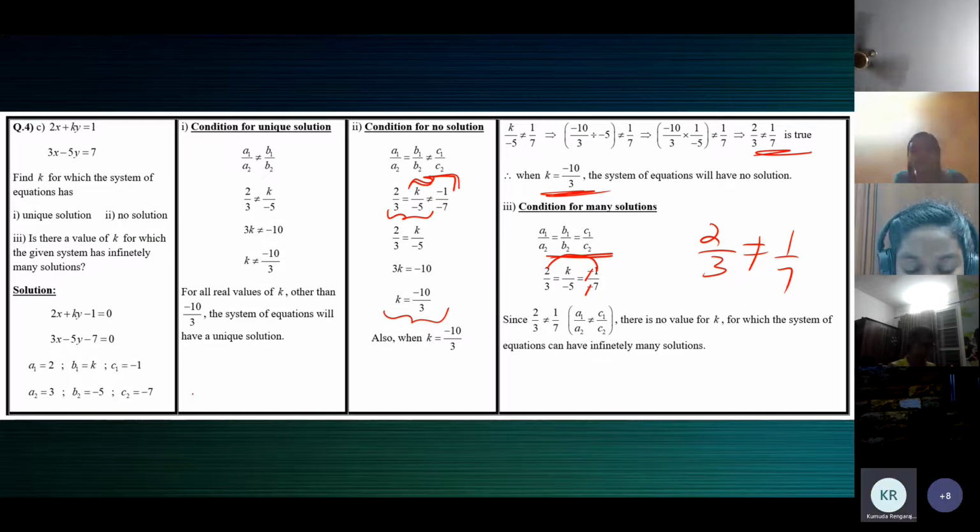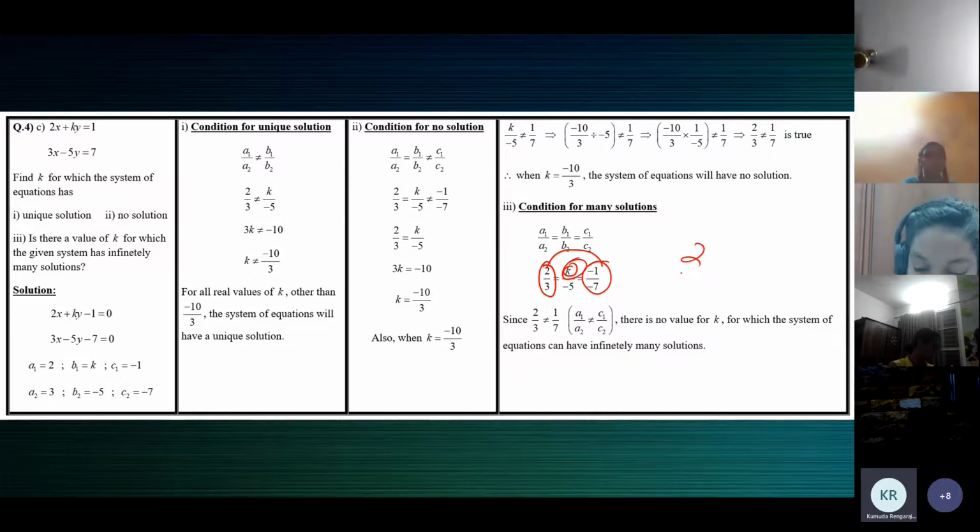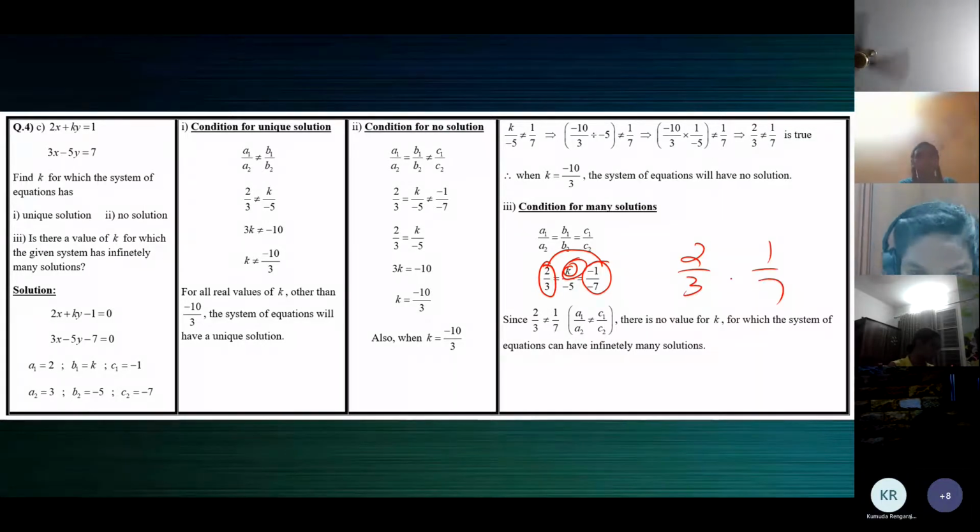So there is no value for k. Whatever be the value of k, 2 by 3 and 1 by 7 are not equal. They cannot become equal. For some value of k, 2 by 3 cannot be equal to 1 by 7. That ratio is fixed. This is 2 by 3, this is 1 by 7. It's fixed. No value of k can change 2 by 3 and 1 by 7.